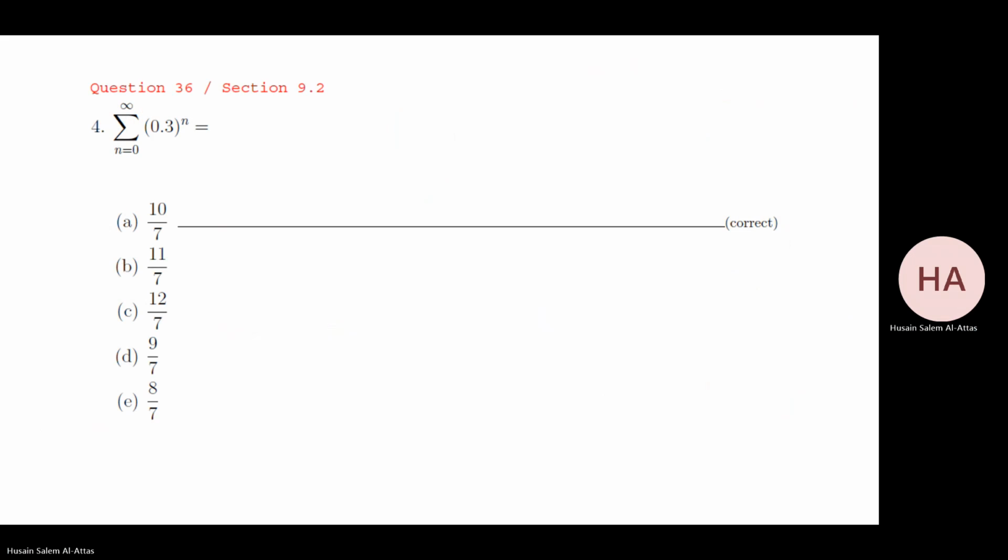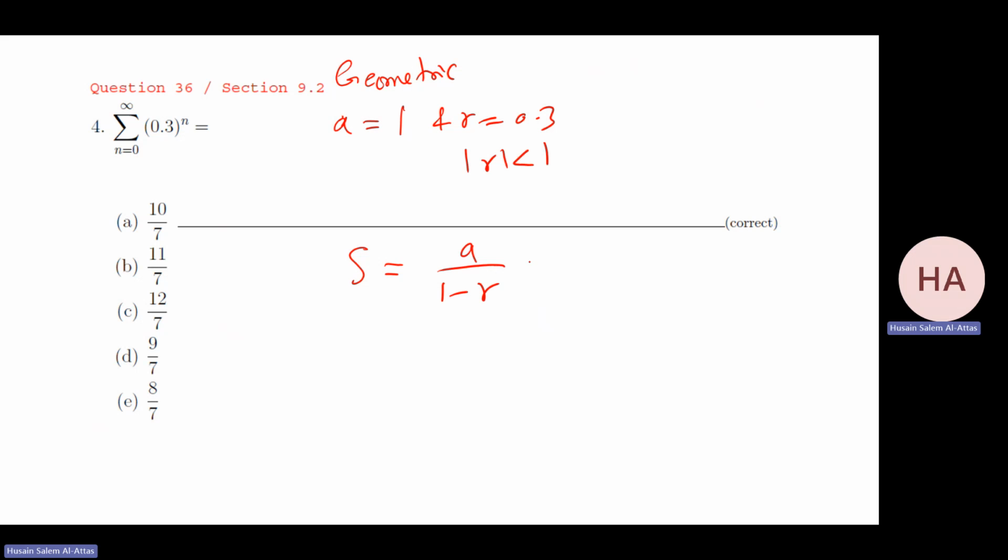Okay. This one, summation n equals 0 to infinity, 0.3 to the power n. Very clear, this is geometric. So I have A at n equals 0, that will be 1. And R is 0.3. Notice the absolute value is less than 1. So S will be A over 1 minus R, and that will be 1 over 1 minus 3 over 10. It will be 1 over 10 over 10 minus 3, which is 7 over 10. And that will be 10 over 7. That will be the answer.